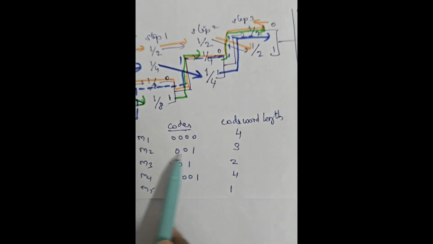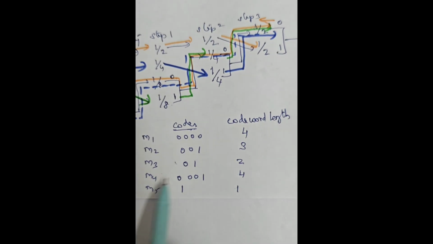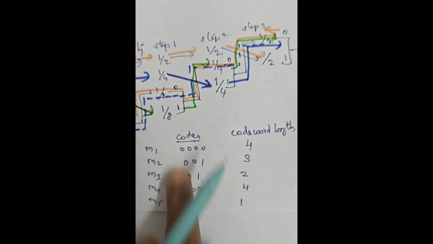So as we have seen for the Shannon-Fano coding, we will just see the code word length, entropy and its efficiency. Let us find out. What are the formulas? The code word length for M1 is 4, M2 is 3, M3 is 2, M4 again is 4, and M5 is 1. So it indicates that it is a variable length code.